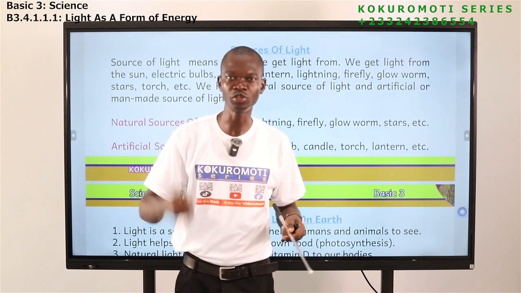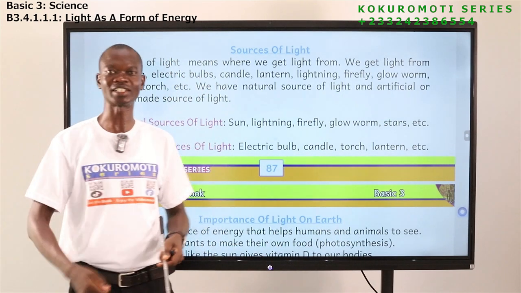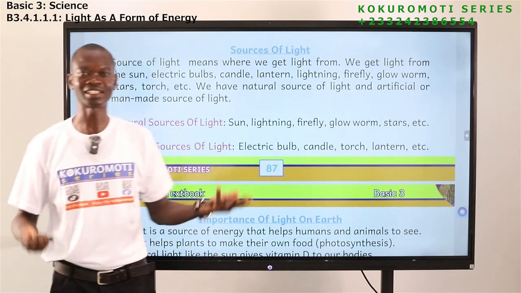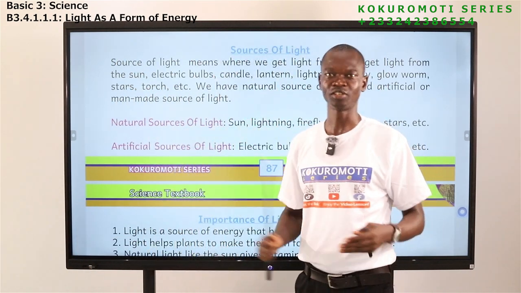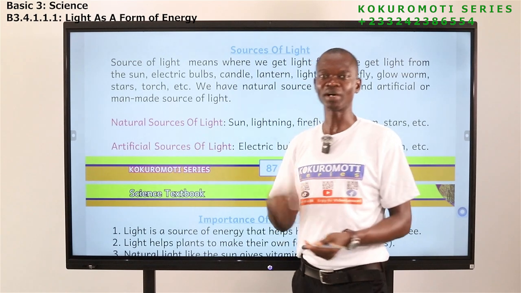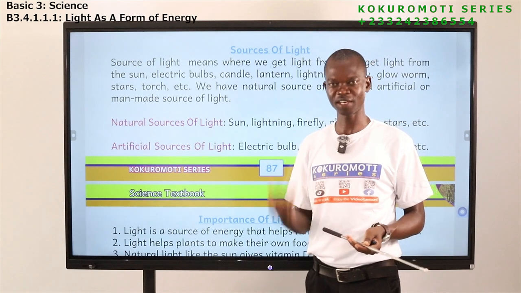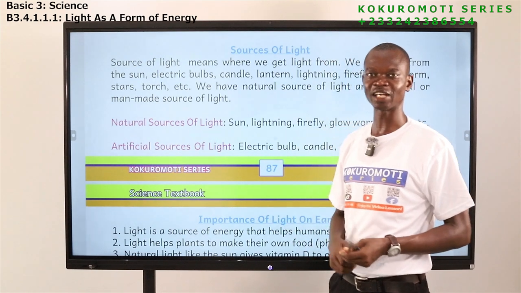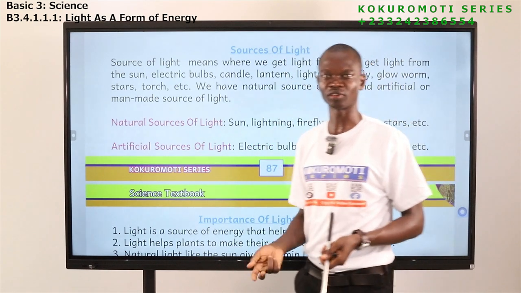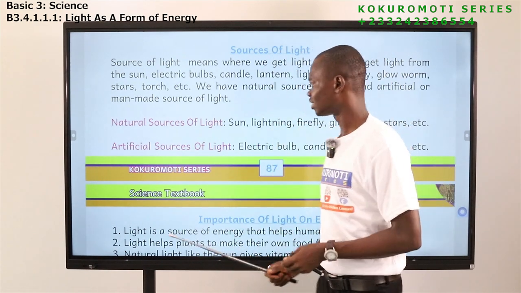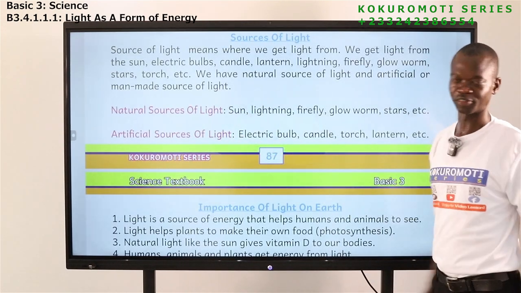And even when we use it, we don't pay for it. We don't pay before we use them, and even after using them, we still don't pay. Like the sun, like the stars, like the firefly. When it is raining and there is lightning, we don't pay for all these forms of light. But the artificial ones, the ones made by human beings, we pay for. You can't go to any shop and tell them that you want a torchlight and they should give it to you without paying. You have to pay for it. Candle, we pay for. Lantern, you pay for. And then what else? Electric bulb, we pay for. So these ones are made by human beings and we pay for all of them.